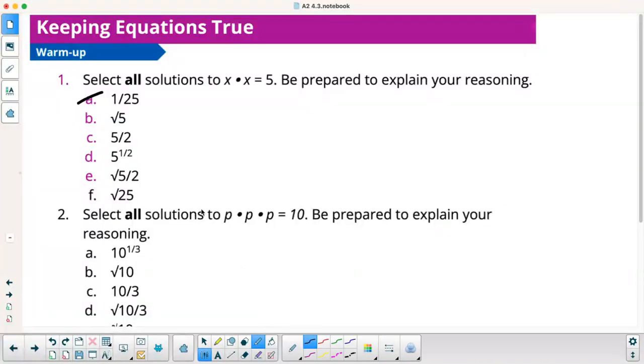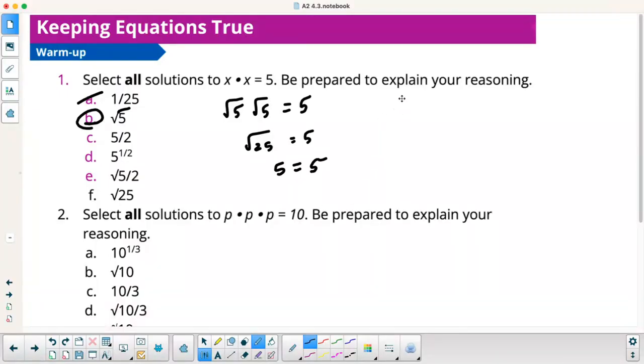Next one, square root of 5. I don't know why these slides don't put the radical over the whole number. Square root of 5 times the square root of 5. Is that equal to 5? Well, that would be the square root of 25, which we all know is 5. So 5 is equal to 5. That one works.